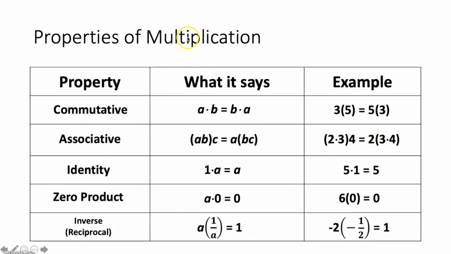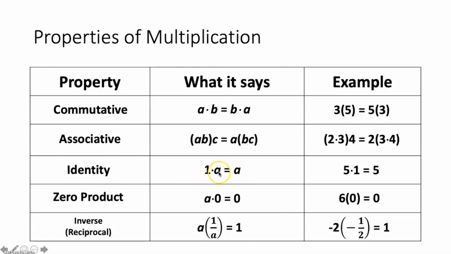The identity property of multiplication says 1 times any number is equal to that same number. So remember, the identity property of addition said 0 plus a number is that same number. So the identity property of multiplication says 1 times a number is that same number. So identity property just means that when you multiply or add something, it doesn't change the number. It just stays the exact same number.